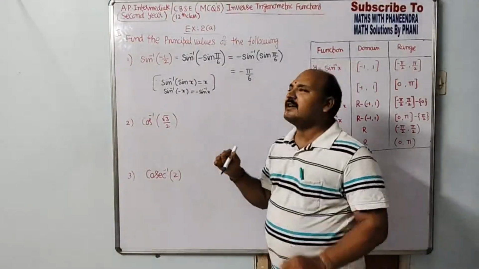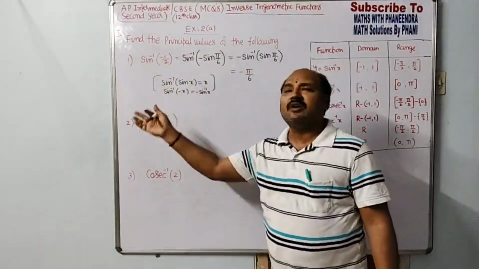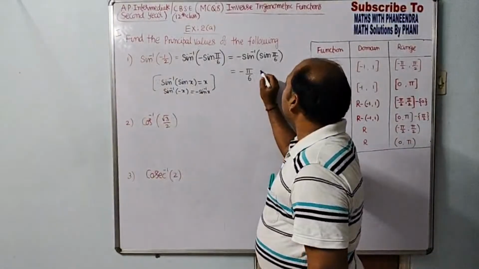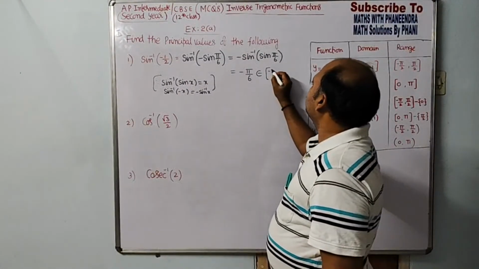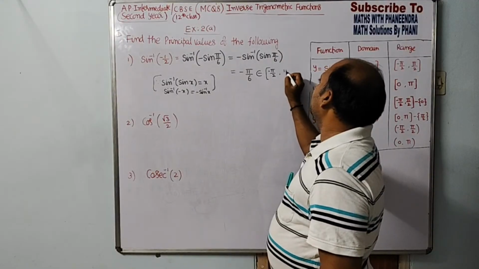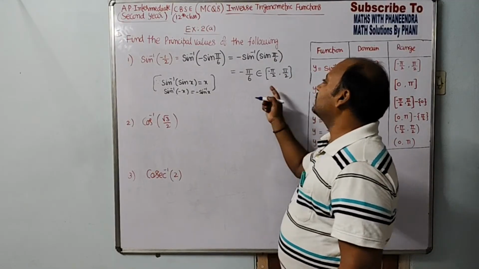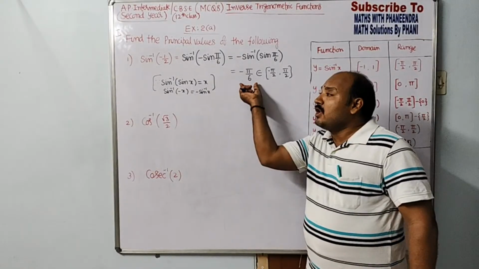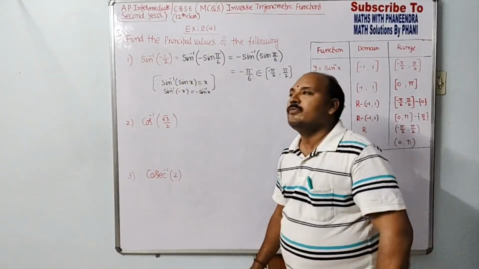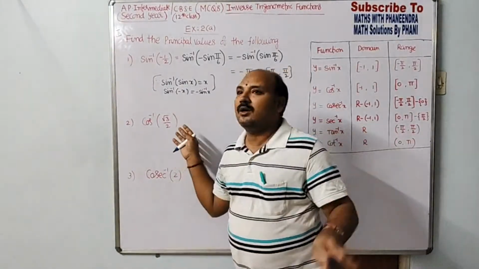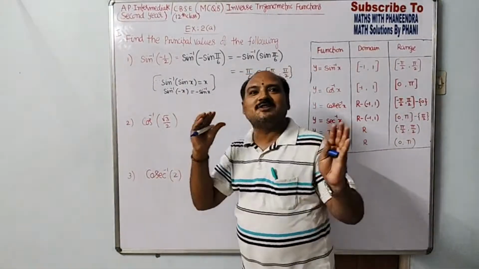How can you say, sir, that this is the principal value of the given problem? This value belongs to the closed interval minus pi by 2 to plus pi by 2. That is the reason. This value should belong to the range of the sine inverse x function. If it does not belong to that, this is not the principal value, that is the general value.